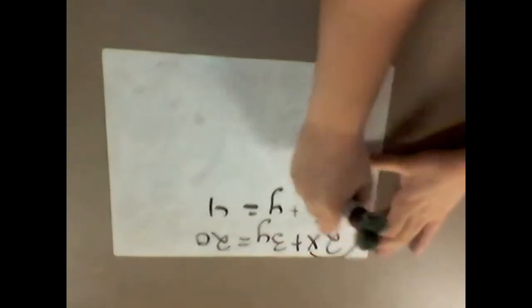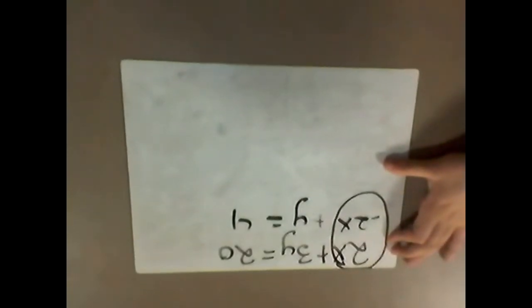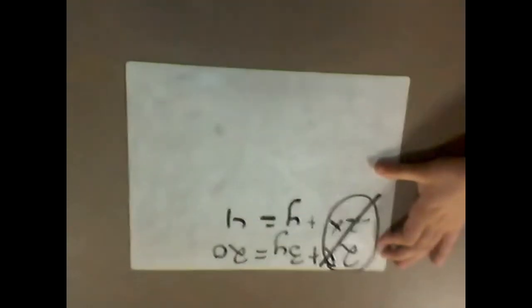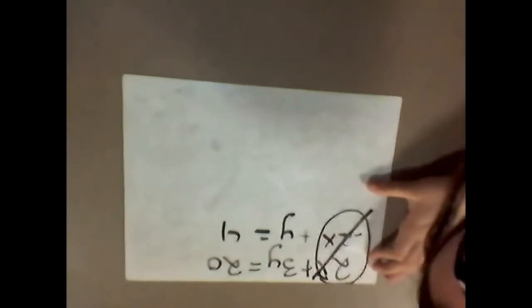So here we have two of the same numbers but of opposite values, positive 2x and negative 2x. And so this helps to solve the equation because they can cancel each other out, which is exactly what we need to do. So I'm going to go ahead and cross this out. And now we have positive 3y equals 20 and positive y equals 4. So now we can go ahead and add the equations.